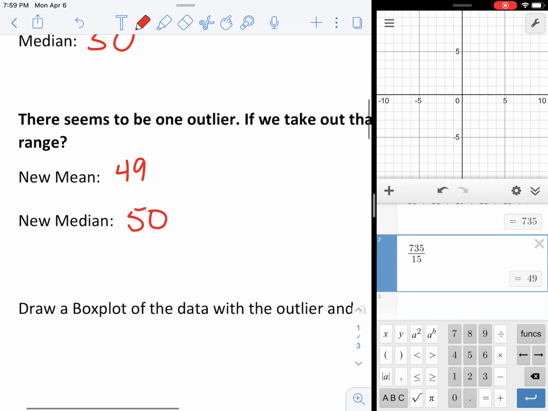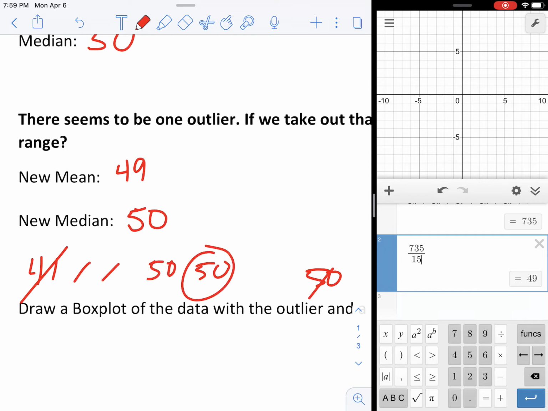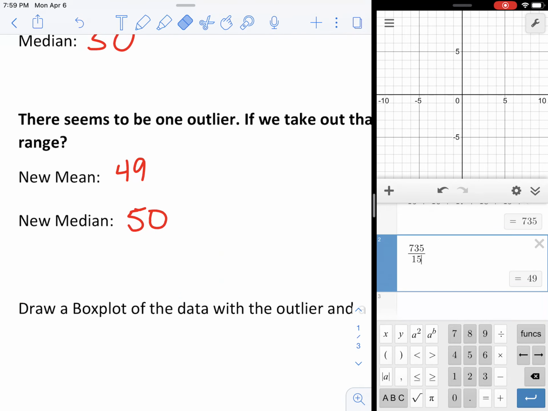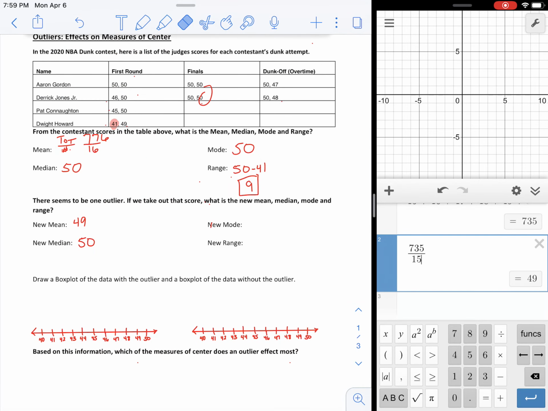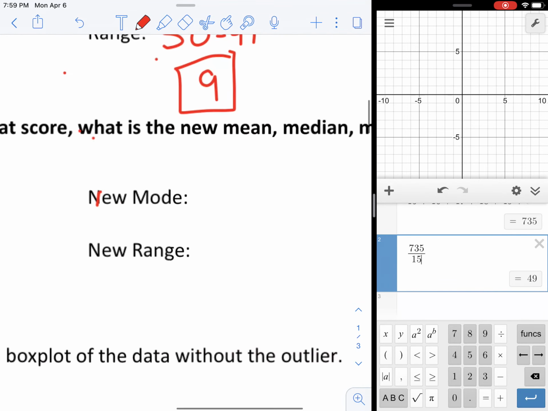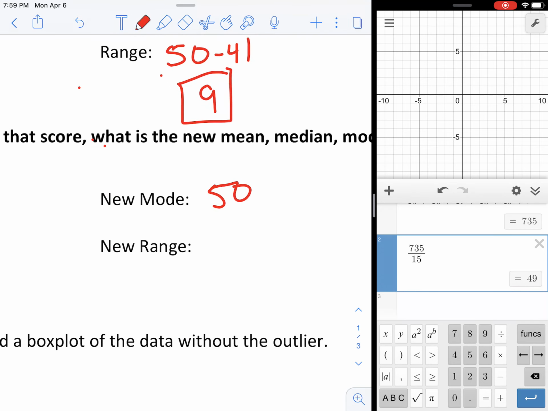We can cross them all out again if you don't believe me. When you go through the numbers, like the 41, cross it out, and there was a 50 up here that left a bunch of 50s in the middle. Well, if you cross that out, there's still going to be that 50. It just moves to the right one. So the new median is still 50. New mode is still 50. And a new range.